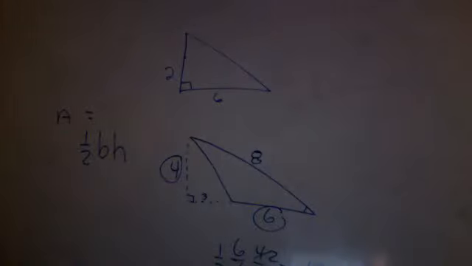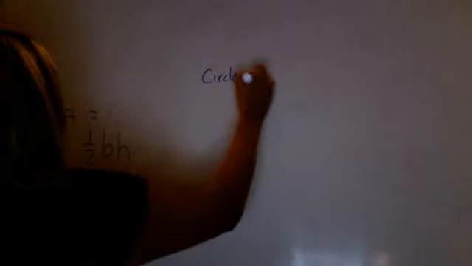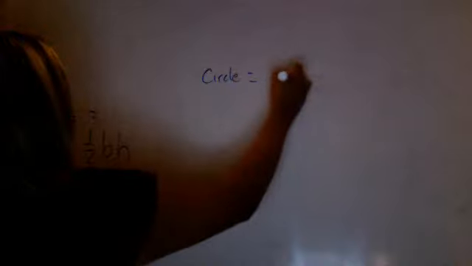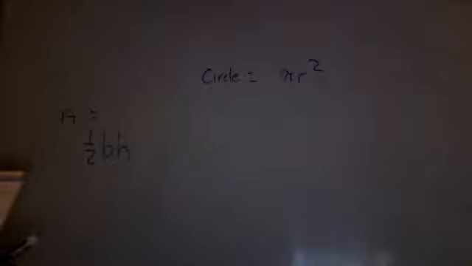Okay. What about the area of a circle? So you need to write this formula down. The area of a circle is simply pi r squared. So you need a radius. What if you're given a diameter? Then you simply cut the diameter in half to get the radius.